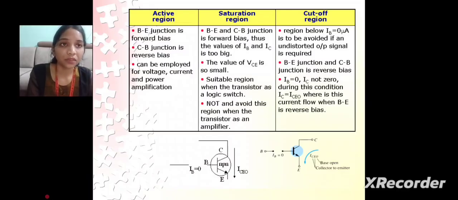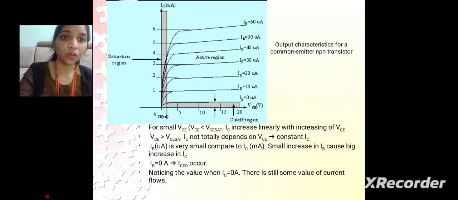In the cutoff region, the region below IB equal to 0 microamperes is to be avoided if an undistorted output signal is required. BE junction and CB junction are reverse bias. IB is equal to 0. IC is not equal to 0. During this condition, IC is equal to ICEO. Where does this current flow?